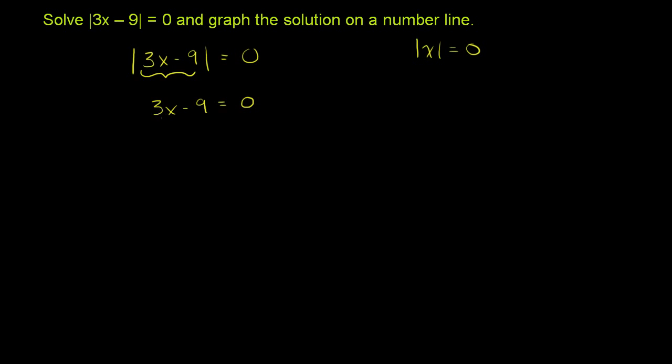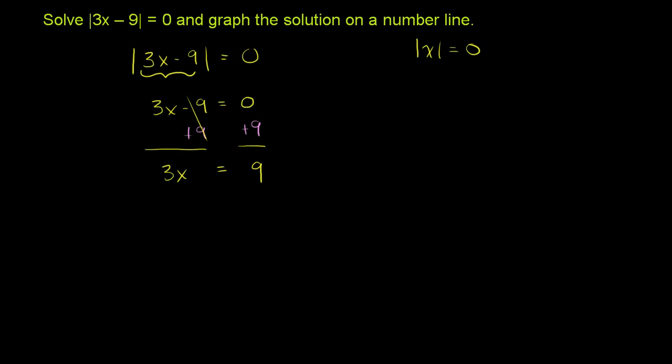If we want to isolate the 3x, get rid of the negative 9 on the left-hand side, we add 9 to both sides of the equation. Add 9 to both sides of the equation. These 9s cancel out. That's the whole point. On the left-hand side, you're just left with 3x. And on the right-hand side, you are just left with 9.